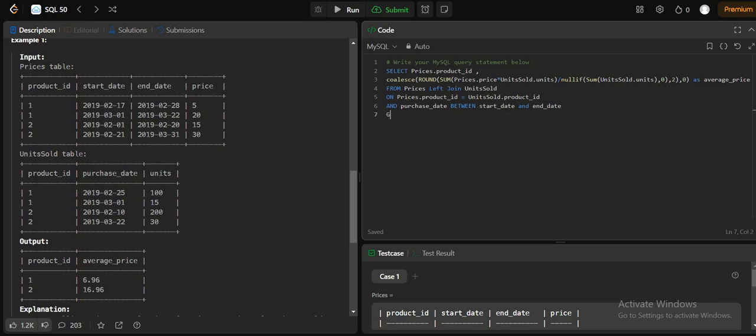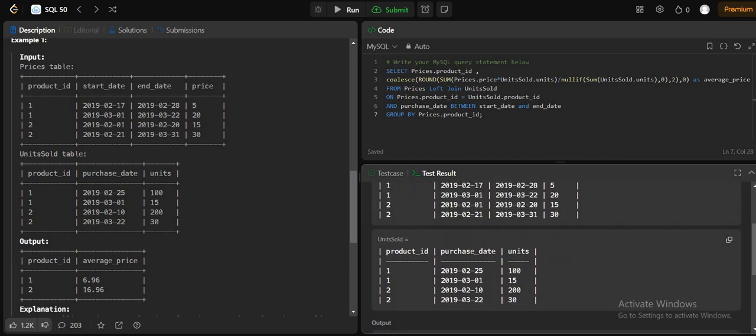And the next thing is group by prices dot product ID, because these products are available in more than 2 rows, but in our output table we do not want to include them in more than 2 rows, so we will group them. So prices dot product ID. Okay, now let's run it and check if it is okay. So it is correct and we got our expected output.